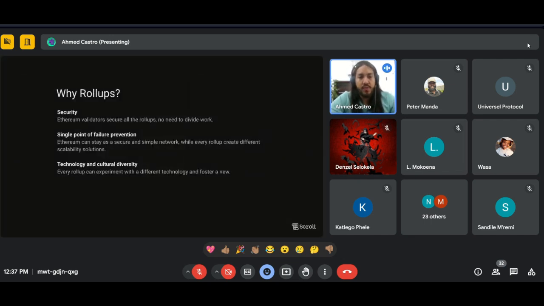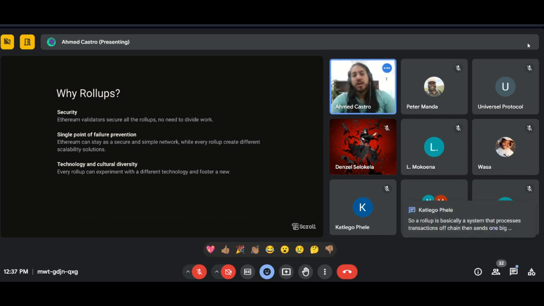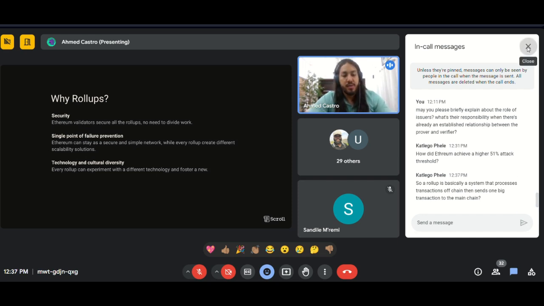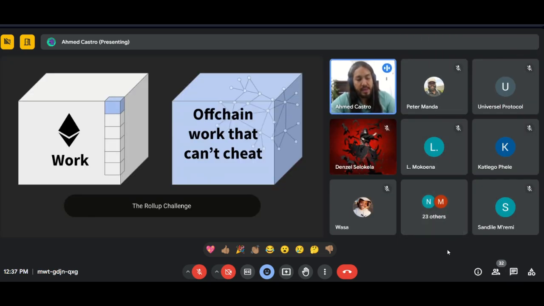Okay, so why rollups? Of course, security, because everything inherits the security from Ethereum, and also we don't rely on just one technology. The technology from StarkNet is very different from the technology from Scroll, which is very different from the technology from Arbitrum. So we don't have a single point of failure. We have diversity of technology. We have diversity of cultures also. So a lot of experiments, and this is something that we really like.